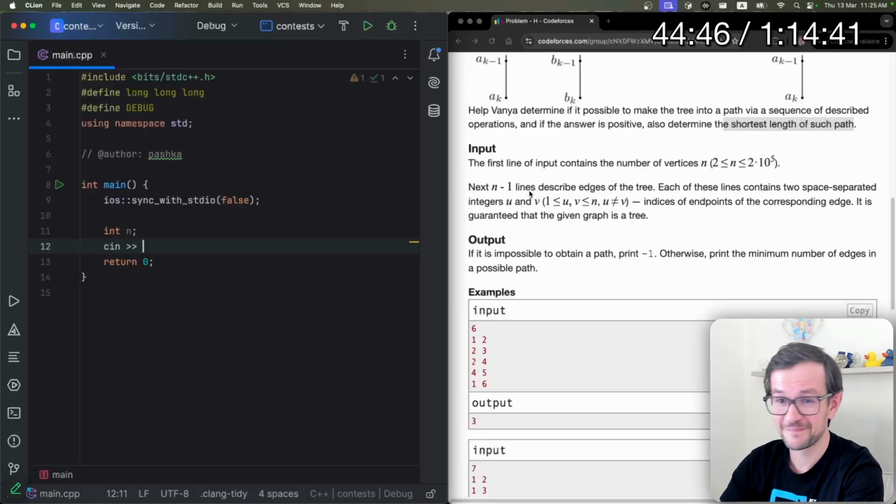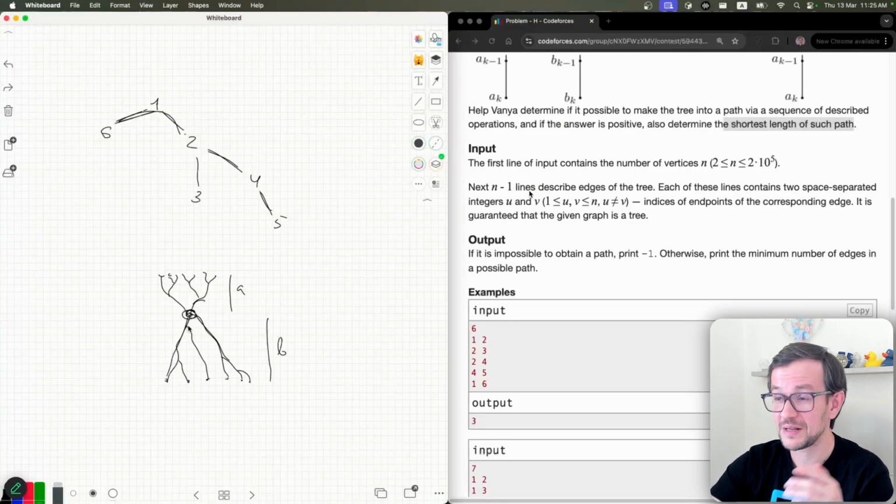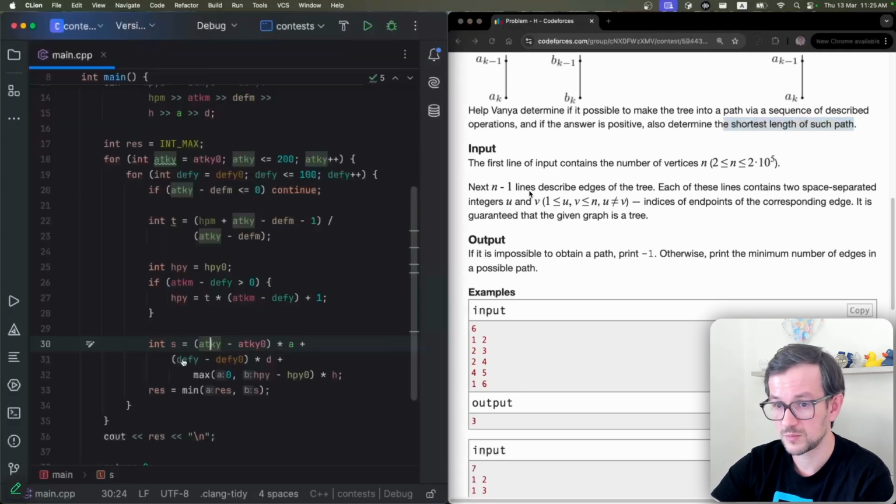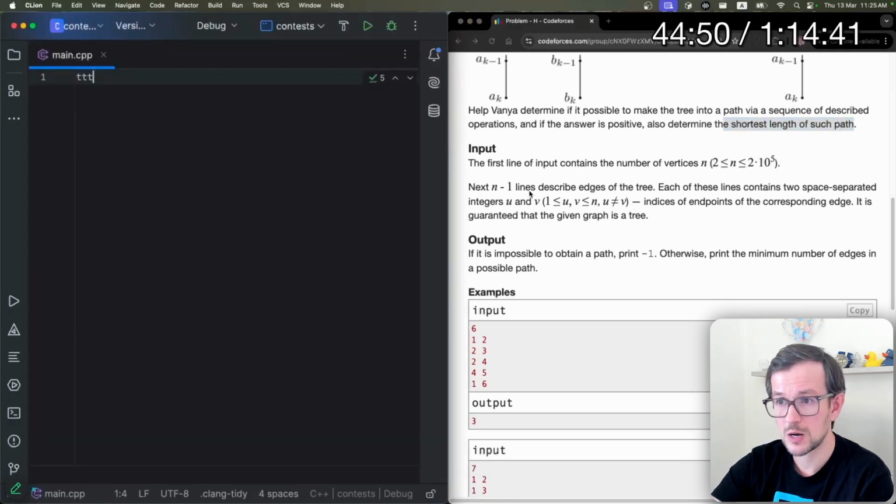Okay, it's complicated, I know. So it's a pretty nice graph problem. So let's see. So how do I implement it?